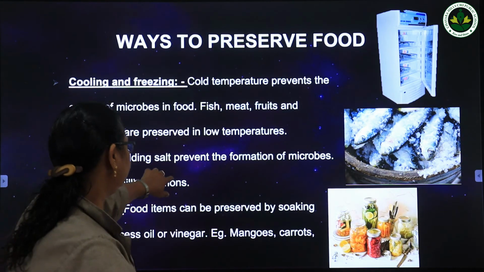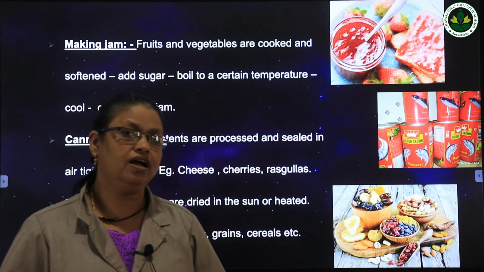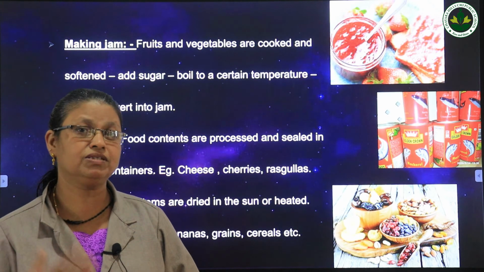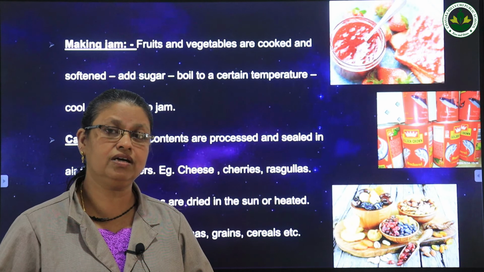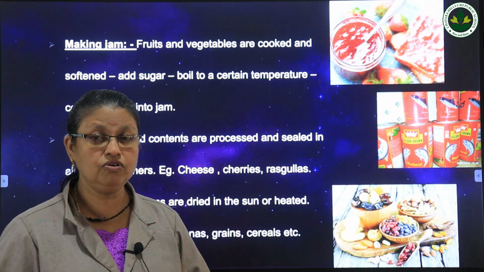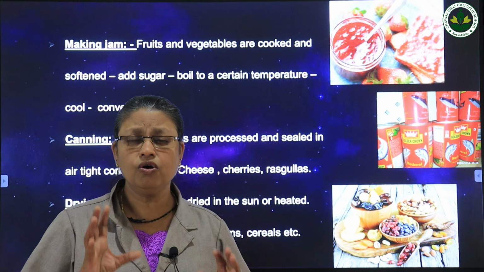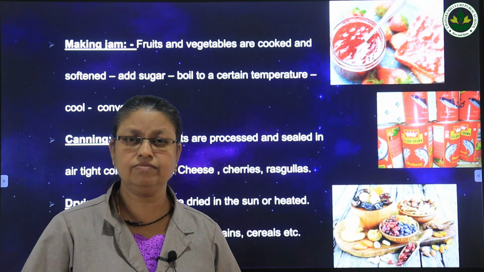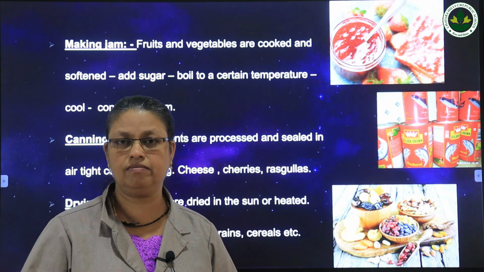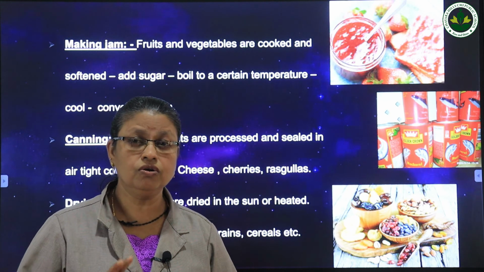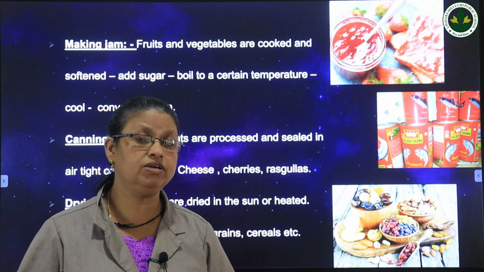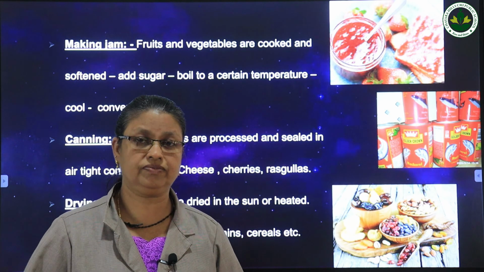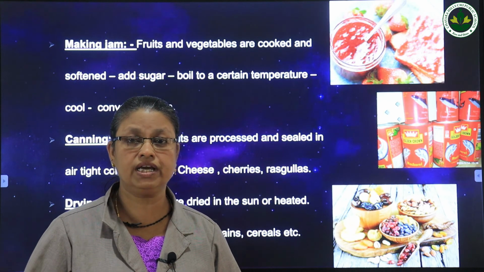Okay, and the next one is making jam. And how do we make jams? We make different types of jams, pineapple jams, mango jams, and mixed fruit jams, and with vegetables also we make jams. And how do we make jams? First we have to cook the fruits or vegetables. So cooking makes the food items soft, whether it is fruits or vegetables. First we have to cook the food items, either vegetables or fruits, and then it becomes soft, and to that we have to add sugar and the mixture is boiled.